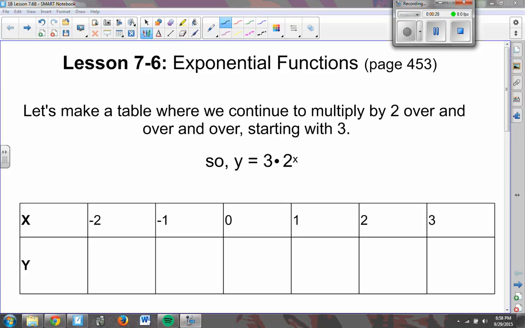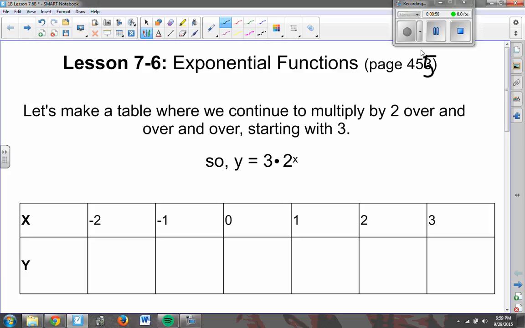sets. But for now, we are going to sketch some graphs in our notebook from a table of an exponential function. So we are going to be starting on page 455, actually, it should say 455. So you can turn there with me in your books, please. And we're going to start by making a table where we continue to multiply by 2 over and over and over and over again, starting with the number 3.